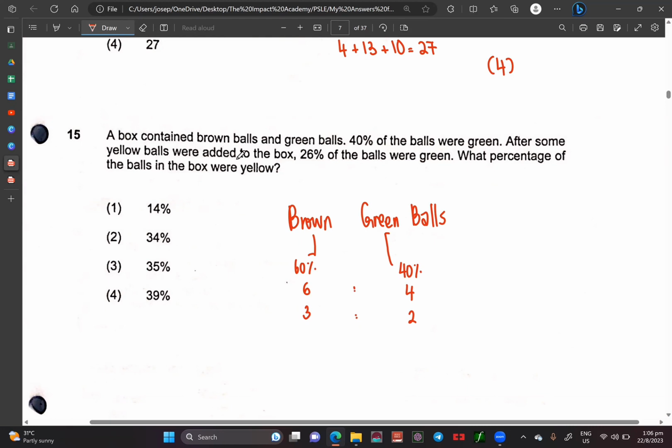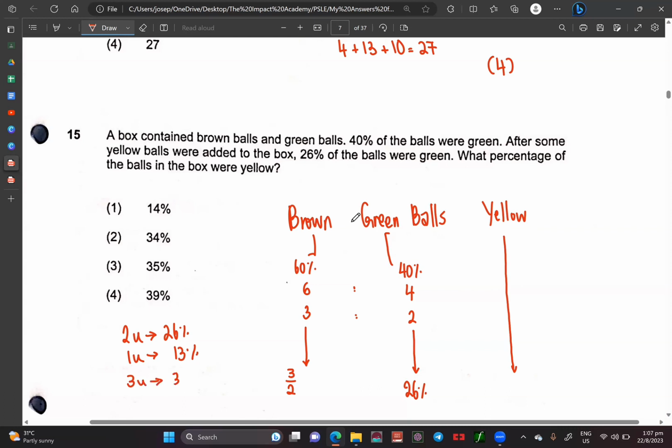All right, so what happens is this. They have added some yellow balls. When they have added some yellow balls, what happens to my green? My green became 26%. So what exactly is the 26%? 26% is for green. I've added some yellow, and my green balls become 26%. So we are going to write down 26%. Now in order for me to find my brown balls, I just have to do 3 over 2. Because if 2 units is 26%, then 3 units will be, so maybe you can write this down instead. 2 units is 26%, 1 unit will then be 13%, and 3 units will then be 39%.